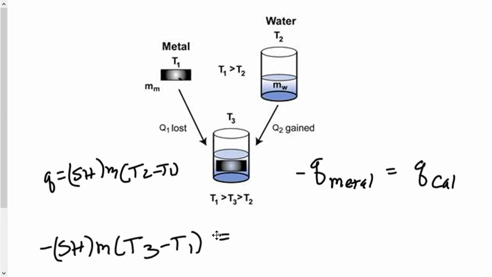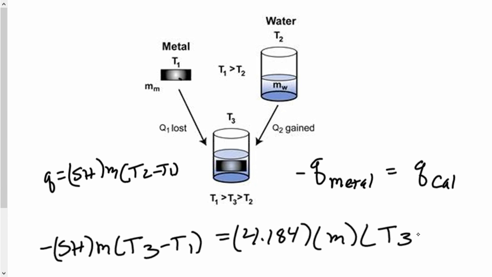And that's going to equal water, which the specific heat is 4.184. So we know that one. Multiplied by whatever mass of the water you have, and then multiplied by T3 minus T2. And then we know all of these, we know the mass of the metal, you want to measure that, then you can just find the specific heat of the metal. So that's pretty simple to do.